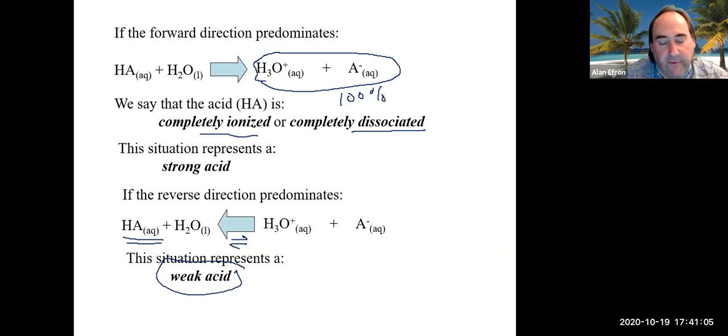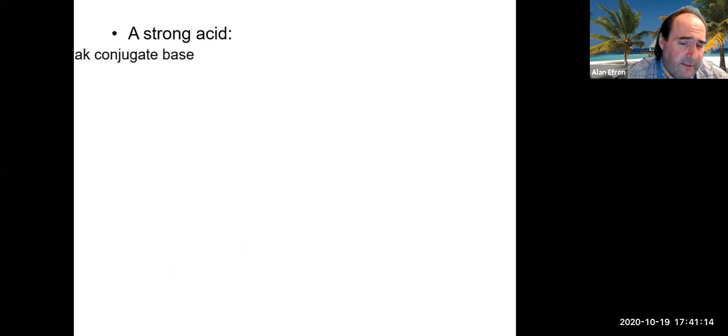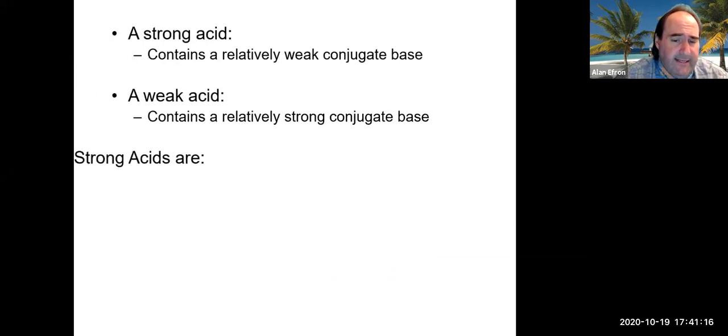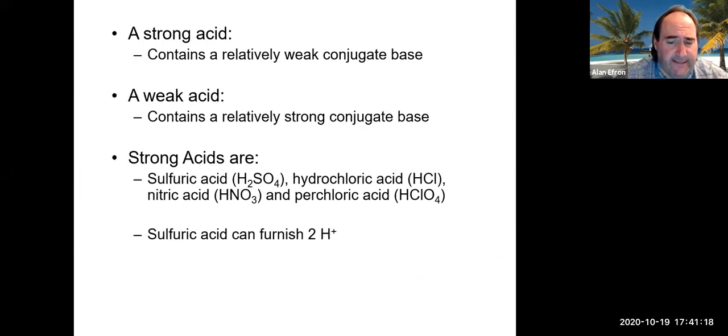Now, there is a relationship between acids and bases and their conjugate partners, and the relationship we see is an opposite one. If we have a strong acid, it has a relatively weak conjugate base. So they're opposites in terms of their relationship. If something is a strong acid, its conjugate base is relatively weak.